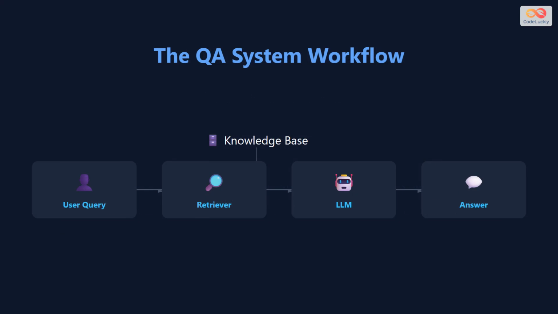Here is how the workflow looks in practice. The user sends a query. The retriever searches the knowledge base and finds relevant context. This context is sent to the large language model. Finally, the model uses that context to write a precise answer for the user.